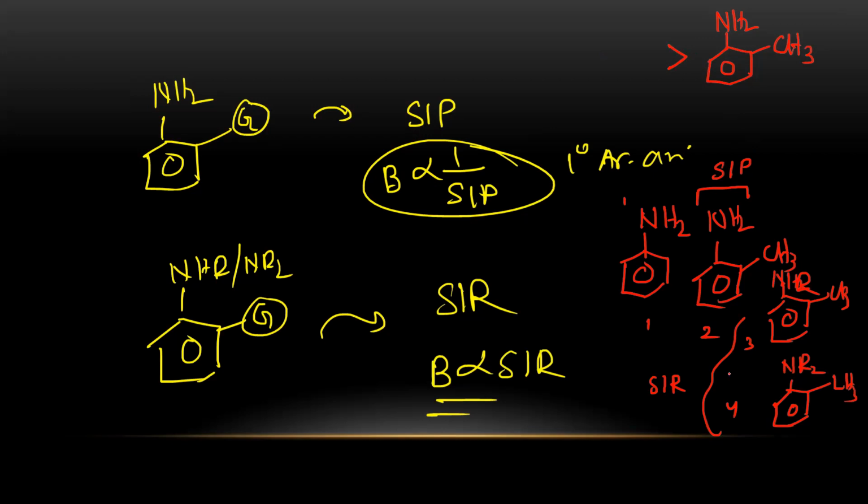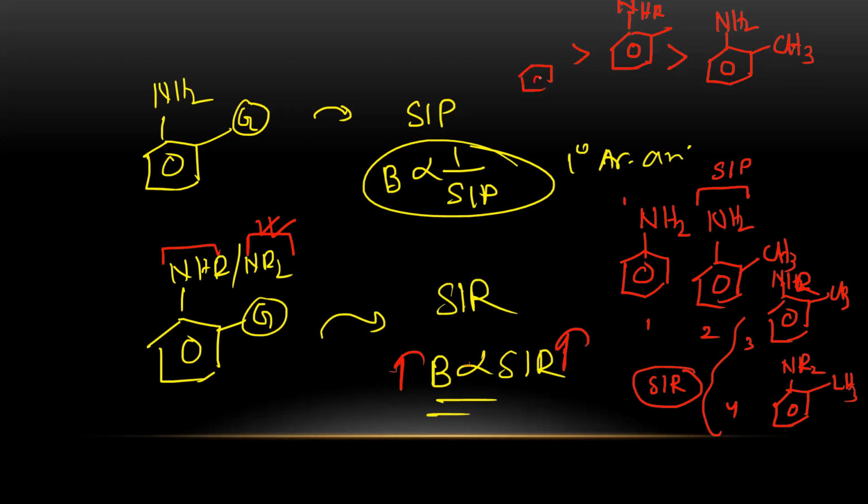Now for these two, SIR is getting applied. And for SIR, we know the more the SIR, the more the basicity. If NHR is there versus NR2, then NR2 will show more steric inhibition. So basicity will be maximum for NR2 among these two, 3 and 4. We will have first NHR, then methyl, then NR2, then methyl.